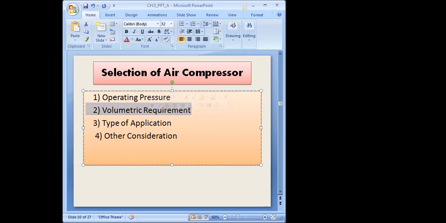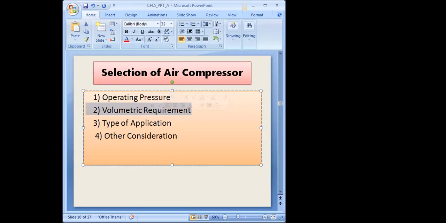So you should know the volumetric requirement, that means the air consumption requirement of your plant. Your selection of the compressor depends on that, because depending on how much air consumption there is, only then can you select.